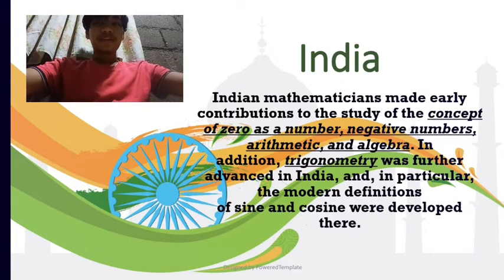In addition, trigonometry was further advanced in India, and in particular, the modern definitions of sine and cosine were developed there.